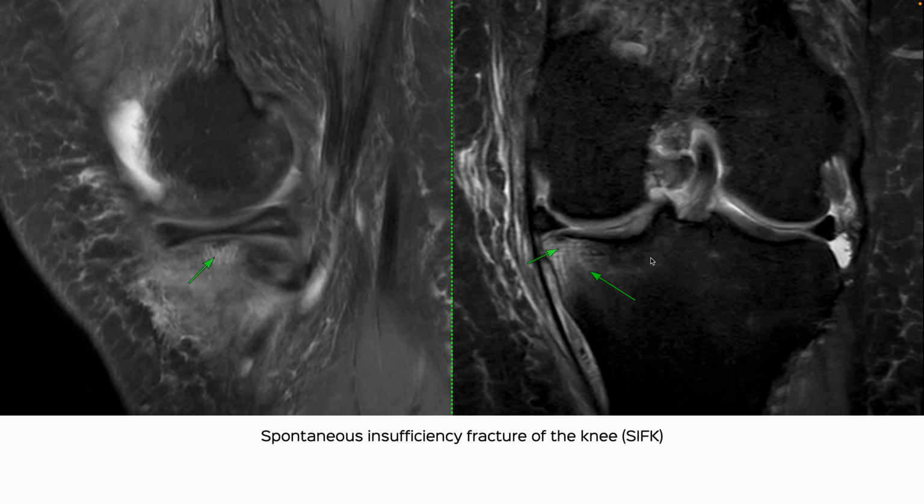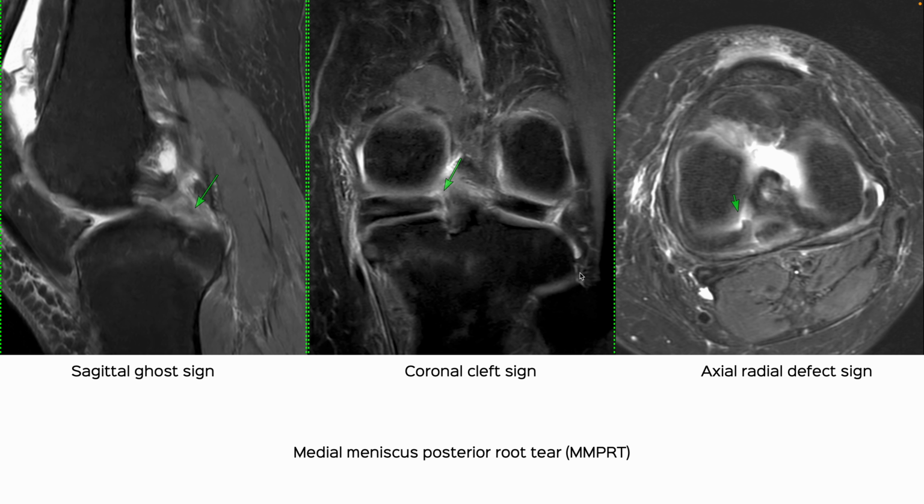So if you look at it from the perspective of the horizontal line and the marrow edema, this is classic spontaneous insufficiency fracture of the knee, and some people put it as insufficiency, in brackets, stress fracture of the knee. If you look at it from the perspective of the root tear, then we have these three classic signs.